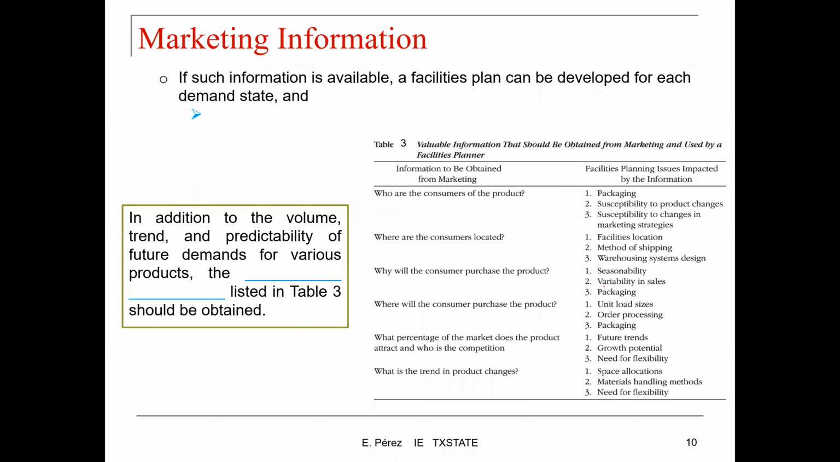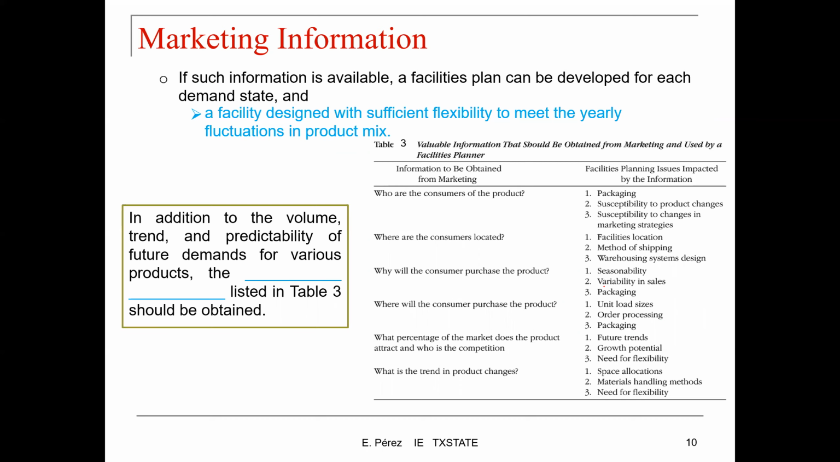If such information is available, a facilities plan can be developed for each demand state, and a facility designed with sufficient flexibility to meet the yearly fluctuation in product mix. So knowing that uncertainty, or at least having good estimates of the uncertainty and the stochastic demand, we can design for sufficient flexibility that will allow us to change or to adapt to those fluctuations.